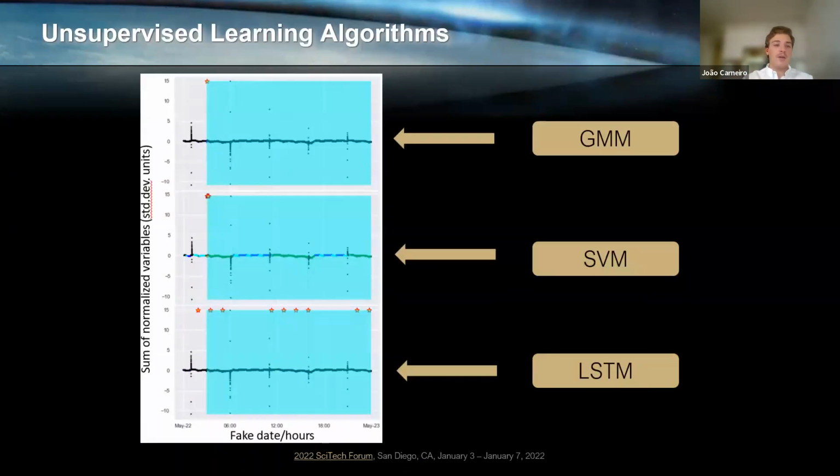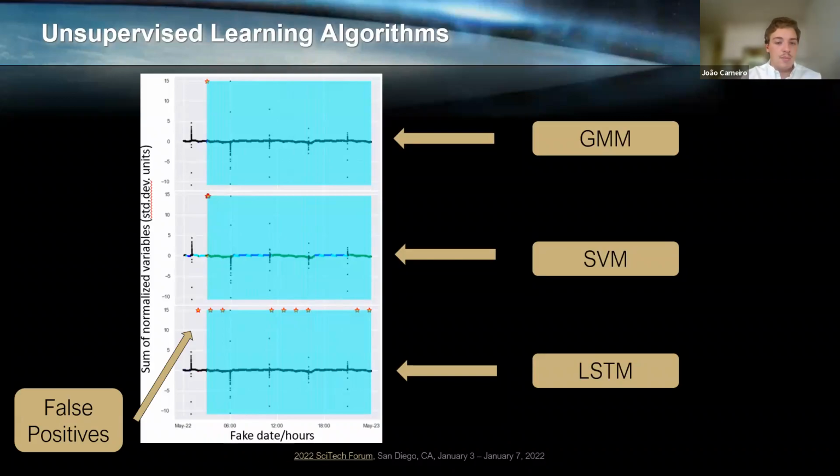For a comparison of the unsupervised learning algorithms, we see that they fare pretty similarly, although we note that the LSTM still has some false positives, whereas the GMM and SVM algorithms don't. We notice that the GMM and SVM algorithms are particularly suited to detect out-of-range anomalies, whereas the LSTM was very good at detecting breaking the pattern anomalies. And this makes sense because LSTM is very useful in analyzing temporal behavior.